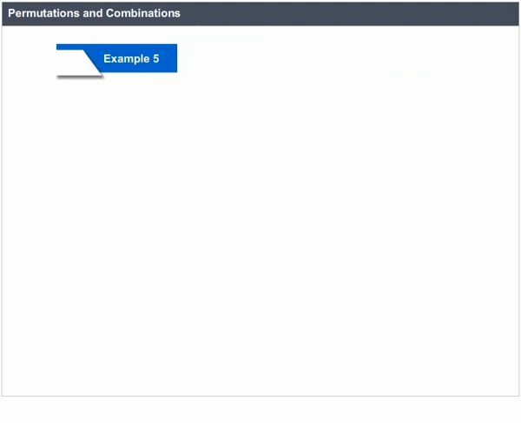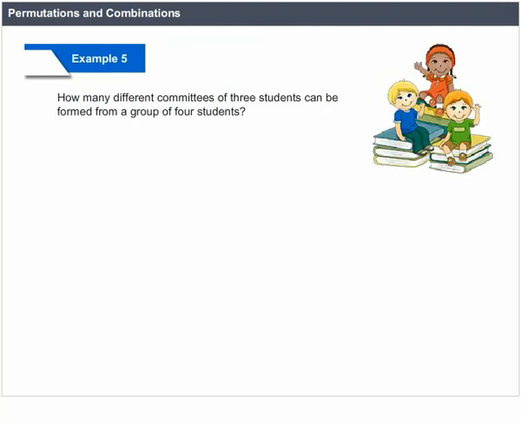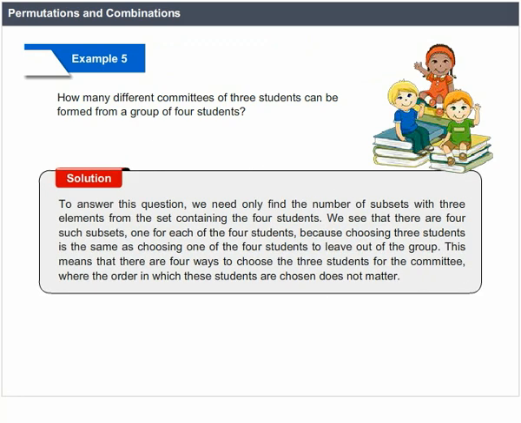How many different committees of 3 students can be formed from a group of 4 students? Solution. To answer this question, we need only find the number of subsets with 3 elements from the set containing the 4 students. We see that there are 4 such subsets, one for each of the 4 students, because choosing 3 students is the same as choosing one of the 4 students to leave out of the group. This means that there are 4 ways to choose the 3 students for the committee, where the order in which these students are chosen does not matter.